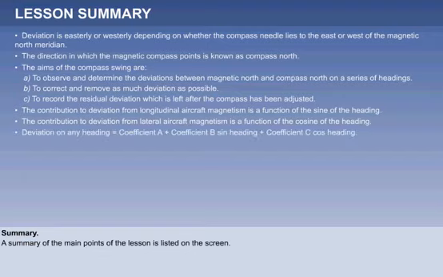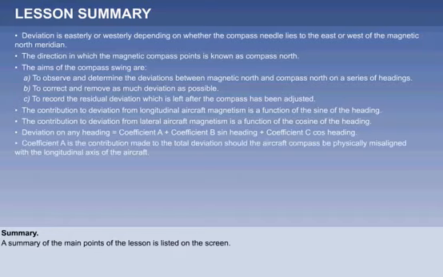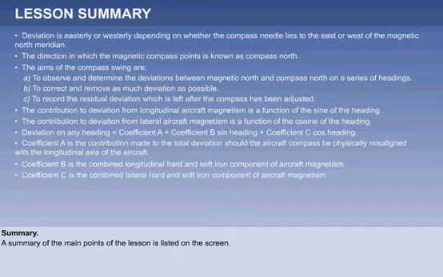Deviation on any heading equals coefficient A plus coefficient B sine heading plus coefficient C cosine heading. Coefficient A is the contribution made to the total deviation should the aircraft compass be physically misaligned with the longitudinal axis of the aircraft. Coefficient B is the combined longitudinal hard and soft iron component of aircraft magnetism. Coefficient C is the combined lateral hard and soft iron component of aircraft magnetism.